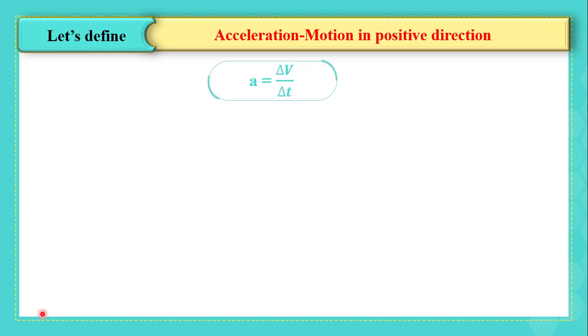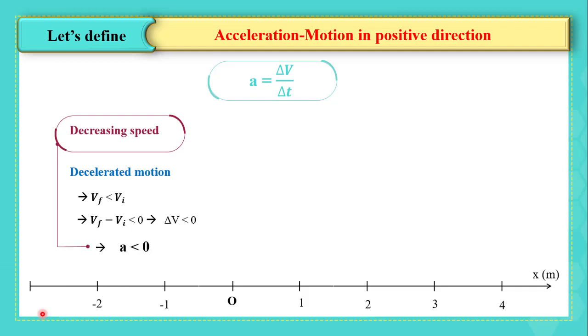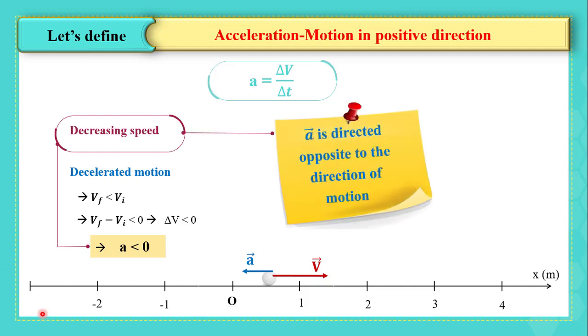Then, in this case, A and V have the same directions. Now, the object is still moving in the positive direction, but the object's speed is decreasing. Then the motion is said to be decelerated motion, where V final is smaller than V initial. This implies that delta V is negative, and the acceleration is then negative. Also, as we've mentioned, the velocity vector is always drawn in the direction of motion. But since A is negative, then it is directed opposite to the direction of motion. Observe how, in this case, V and A have opposite directions.